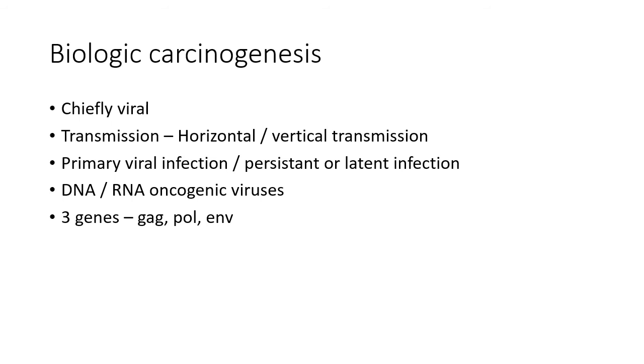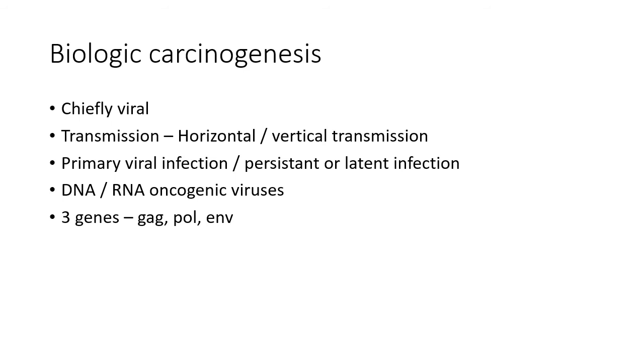Mostly the first infection by the virus, that is primary viral infection, is taken care of and cleared by the body's immunity system, either general or specific immune response. But sometimes there is persistent or latent infection when some of these viruses acquire mutations which leave them resistant to the immune attack.